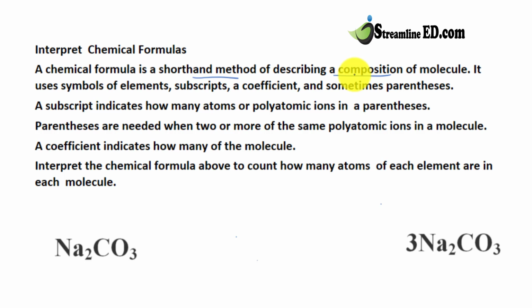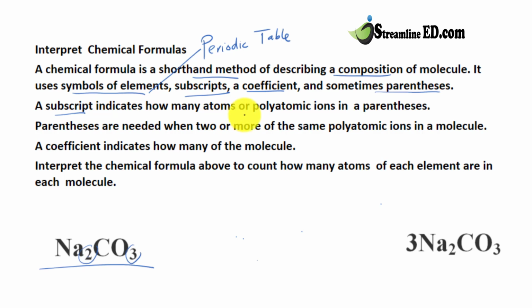Now, it uses symbols of elements, which come from the periodic table, subscript, coefficient, and sometimes parentheses. Let's review. A subscript, if we look at this chemical formula right here, we have the subscripts 2 and 3. 2 and 3 indicate how many atoms or polyatomic ions in the parentheses. And we're going to look at an example of each in our example below.